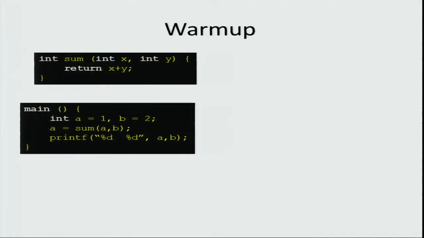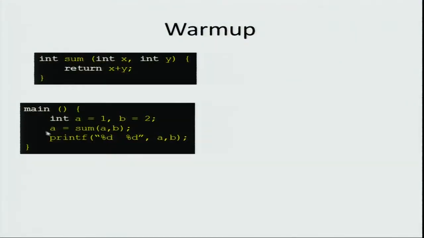So, let us start by considering a very simple example. I have a very simple function called sum, which just adds up two variables x and y, which are integers. Therefore, the return value is also an integer. Now, inside the main program, I will call a equal to sum of a, b, where a is 1 and b is 2, and the return value is assigned to a. So, this is supposed to do 1 plus 2, which is 3, and a is assigned the value 3.